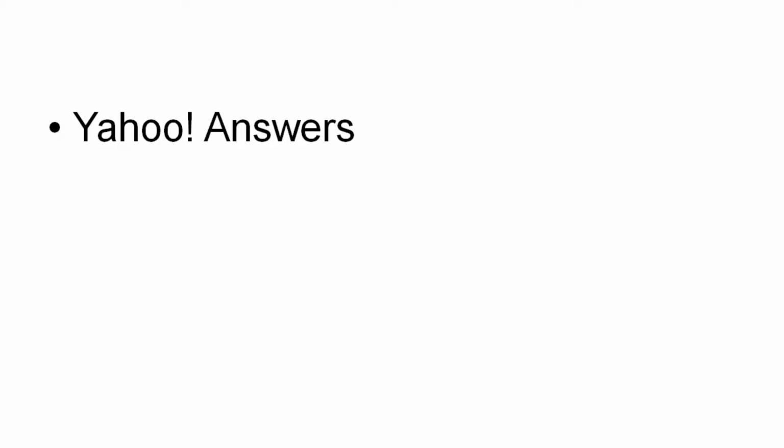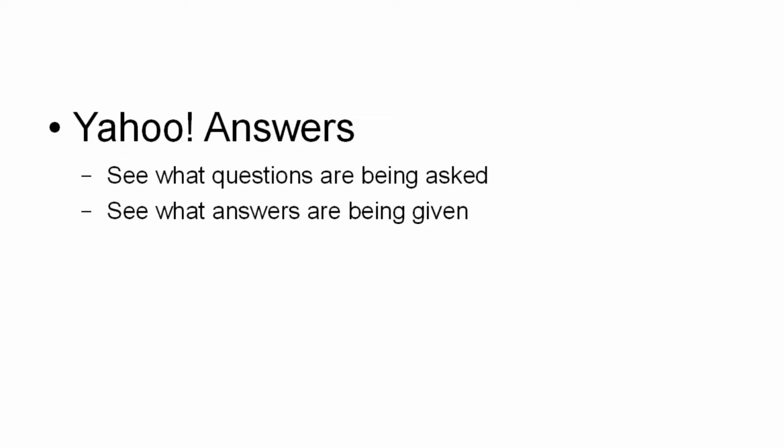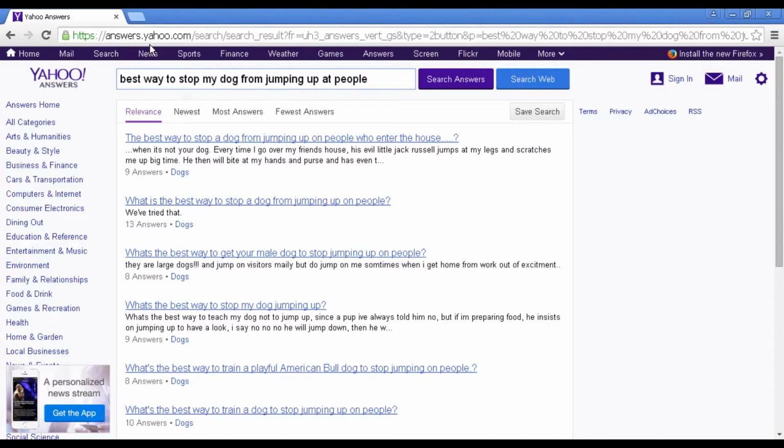Another good site to look at is Yahoo Answers. And similarly to looking at forum sites, you want to see what questions are being asked, and you want to see what answers are being given. And what you do is you come here to answers.yahoo.com and then you enter your question here into the box and click here where it says search answers. And following on our dog training theme from earlier, the question I put in here is best way to stop my dog from jumping up at people.